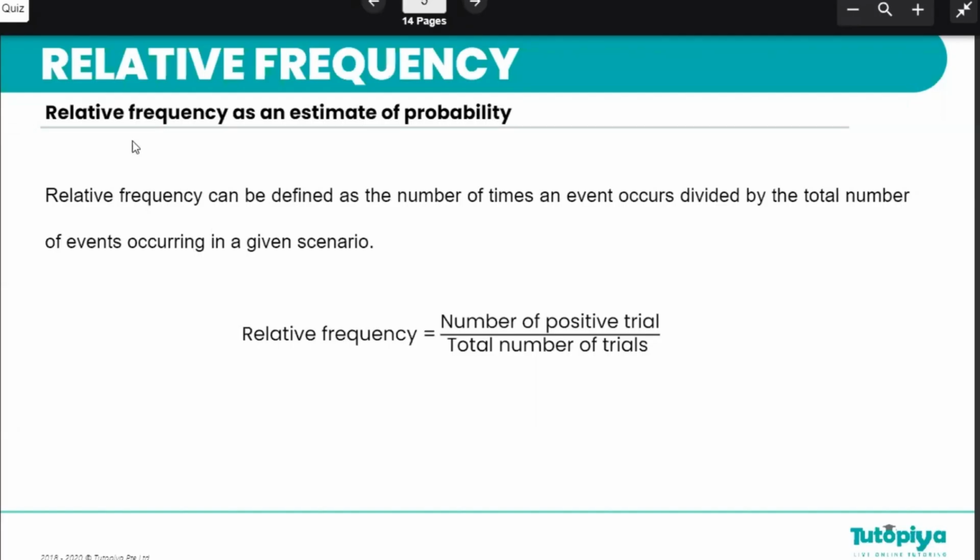We can also use relative frequencies as estimates of probability. So the relative frequency can be defined as the number of times an event occurs divided by the total number of events occurring in a given scenario. So the relative frequency is the number of positive trials divided by the total number of trials conducted.